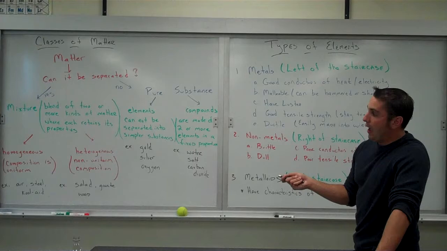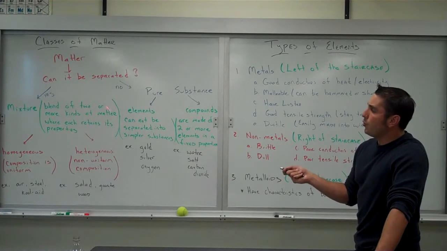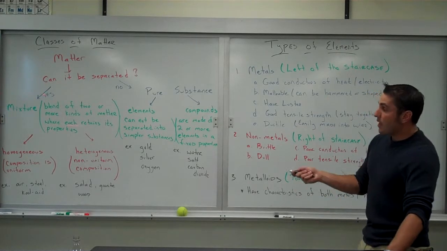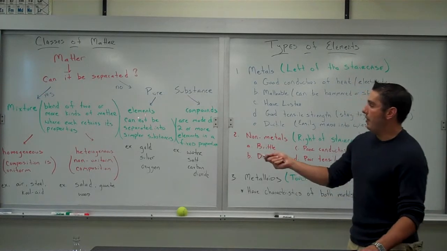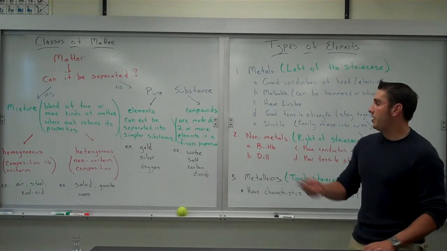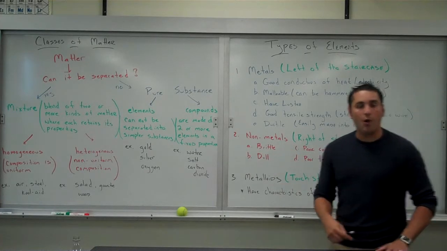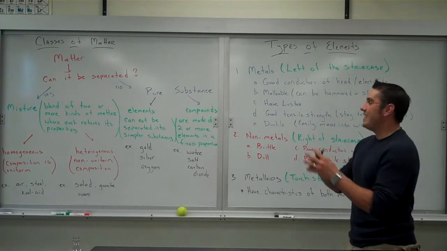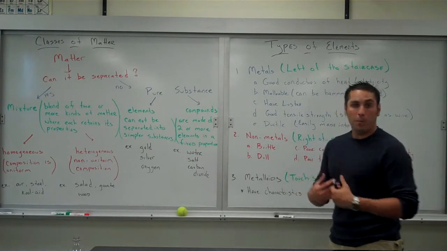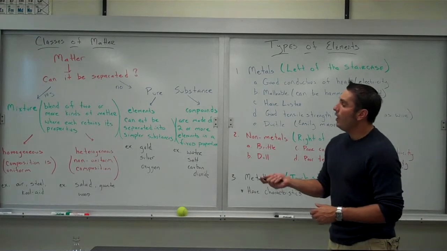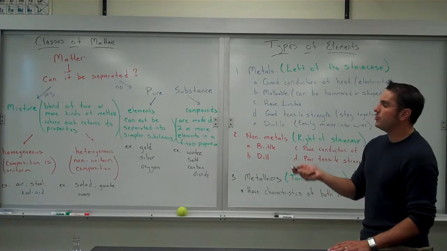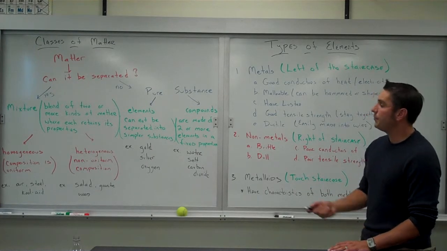Well, a mixture, by definition, is a blend of two or more kinds of matter where each retains its properties. So a mixture could be an element put with a compound. It could be an element mixed with another element. It could be a compound mixed with a compound. But the take-home message is that every single part of the mixture retains its individual properties. There's two different types of mixtures. You have homogeneous mixtures and you have heterogeneous mixtures.